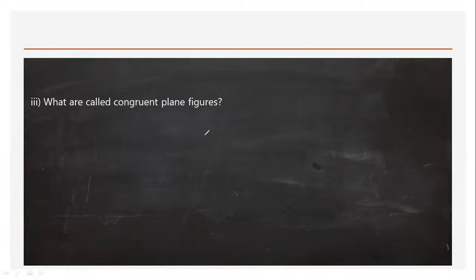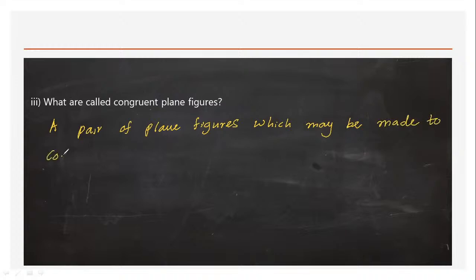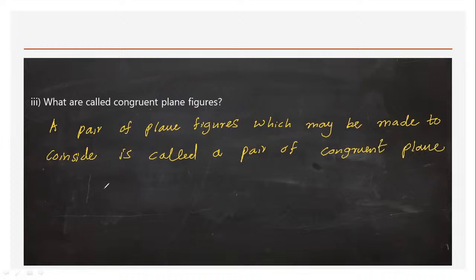So we'll mention: a pair of plane figures which may be made to coincide is called a pair of congruent plane figures.